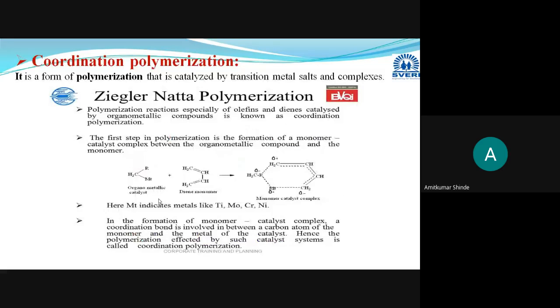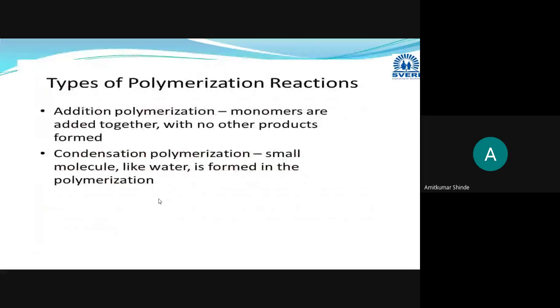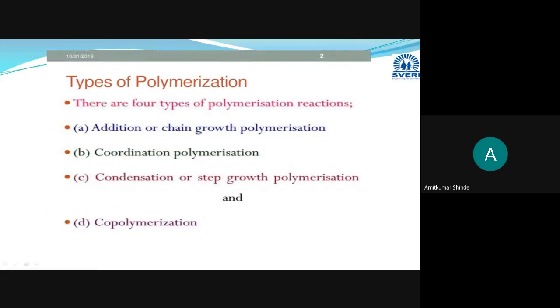One more type is there. Okay, this I missed in the last lecture, so I will explain it in a few minutes here. This is coordination polymerization. Okay, in the initial slide here, four types of polymerization are there: addition, coordination, condensation, and copolymerization. Except for coordination polymerization, all three types I discussed in the last session only. Now I will discuss this coordination polymerization.